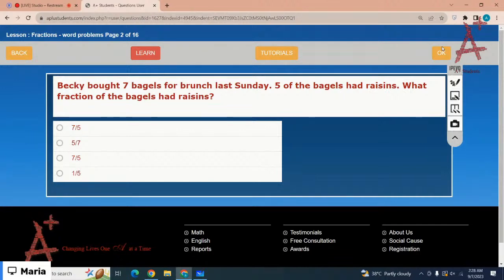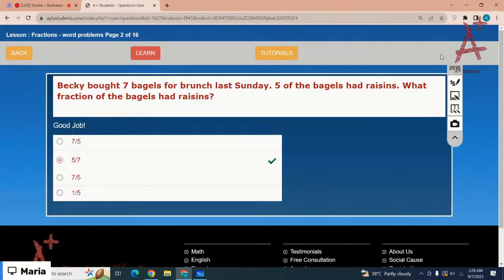Becky bought 7 bagels for brunch last Sunday. 5 of the bagels had raisins. What fraction of the bagels had raisins? So which is the correct option? Yes, the correct option is 5 out of 7 because the total is 7 and 5 of them have raisins. So it would be 5 out of 7. The smaller number is always in the numerator, right? It would be 5 out of 7 because the total is 7.